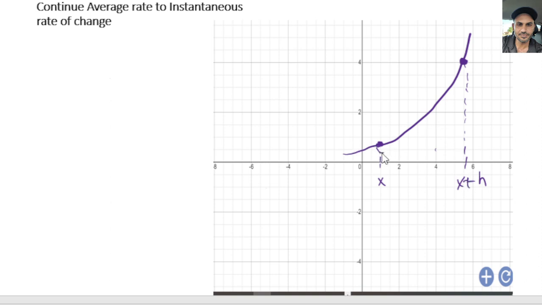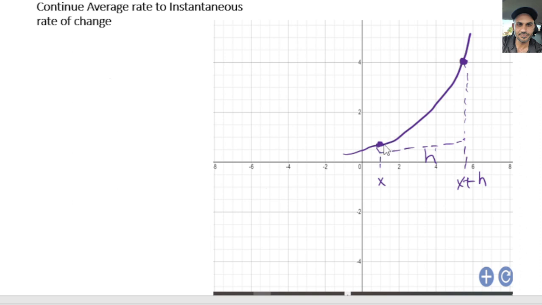Now, the length of the interval is h units, right? This is h. All right. Now, when we go from an average rate of change to instantaneous rate of change, what we do is we try to reduce the interval size. So we're going to make the interval smaller and smaller. It's going to shrink. And at one point, the h is going to become so small.